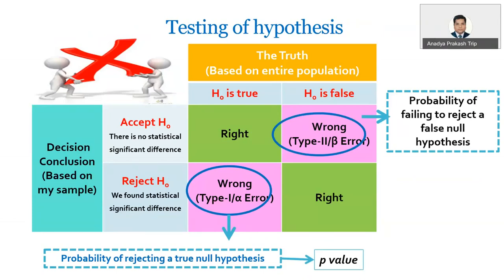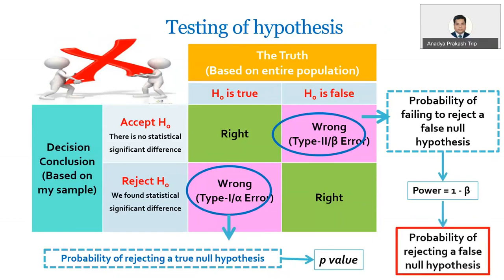Now, in the population, the reality is that our null hypothesis is wrong. But from the sample we are saying it is acceptable. This is the second type of error. And the reciprocal of that means: when it is wrong, when it is false, I am able to say it is false. It means the ability to take the correct decision.